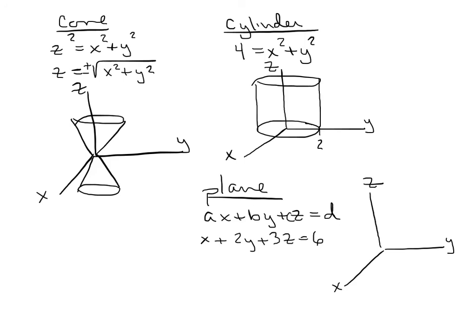Planes I again do with intercepts. So I want to find out where this is going to cross the x-axis. And in order to do that, I'm going to set y and z equal to 0. And I would get x equals 6. 1, 2, 3, 4, 5, 6. x equals 6.